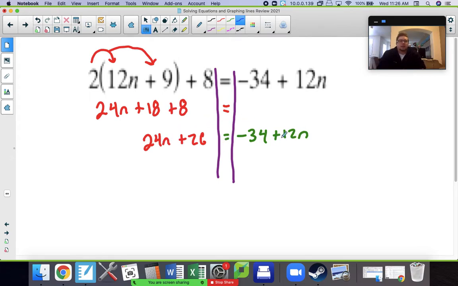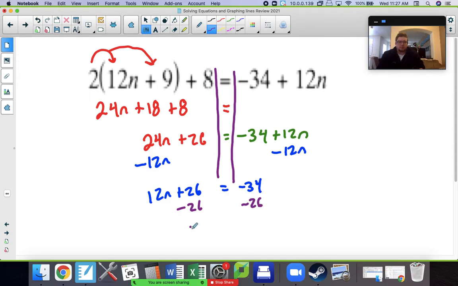I am not allowed to have n's on both sides. So one of them is going to go away. I'm going to take away the 12 n's on this side, which means I have to take away the 12 n's on this side. And I'm left with 12n plus 26 is equal to negative 34. We subtract 26 from both sides. Divide by 12. And n is negative 5.